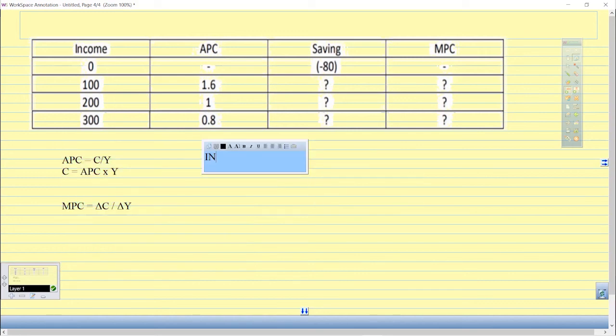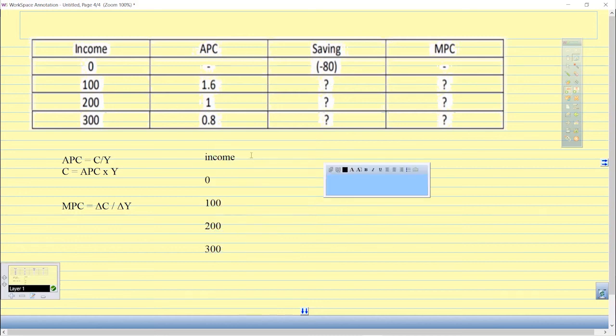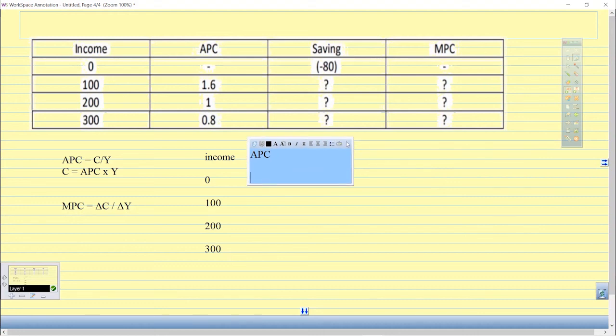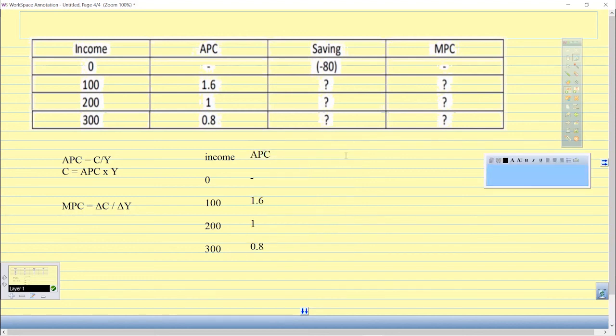First we will make a column for income. Income is 0, 100, 200 and 300. This is the column for income. Next, APC is given. First it is a dash, second it is 1.6, third it is 1, fourth it is 0.8. This is the column for APC.